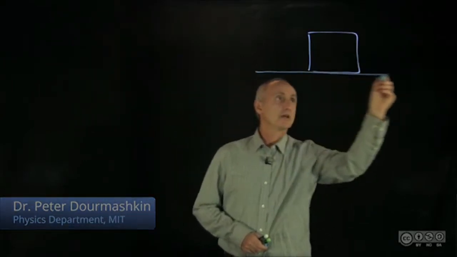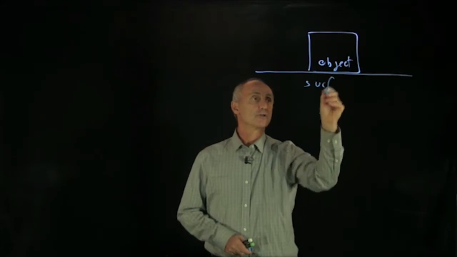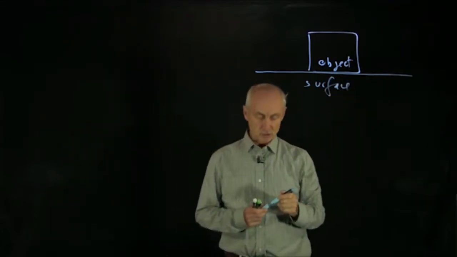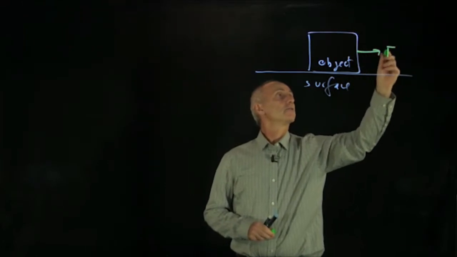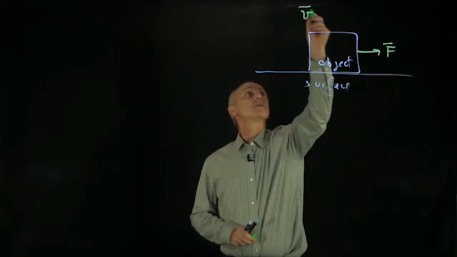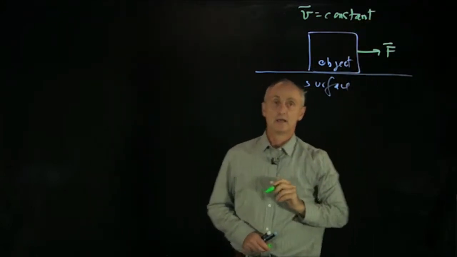Let's consider what happens when we have an object that's moving on a horizontal surface. So here's our object, and here's our surface. Now we want to look at a special case where we're applying a force F to the object, and the object is moving at a constant speed.